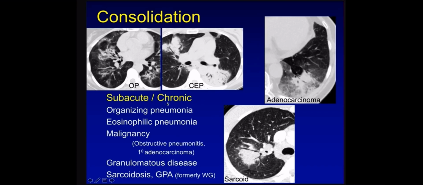You can also have subacute or chronic consolidation in patients with malignancy. It might be obstructive due to an airway obstructing lung tumor. You can have granulomatous disease, sarcoidosis, as you see in this example with a very dense consolidation. And as I mentioned before, patients with the adenocarcinoma. It's an unusual manifestation, but we see it several times in our practice every year. Also, granulomatosis with polyangiitis, formerly called Wegener, can also manifest with areas of consolidation.